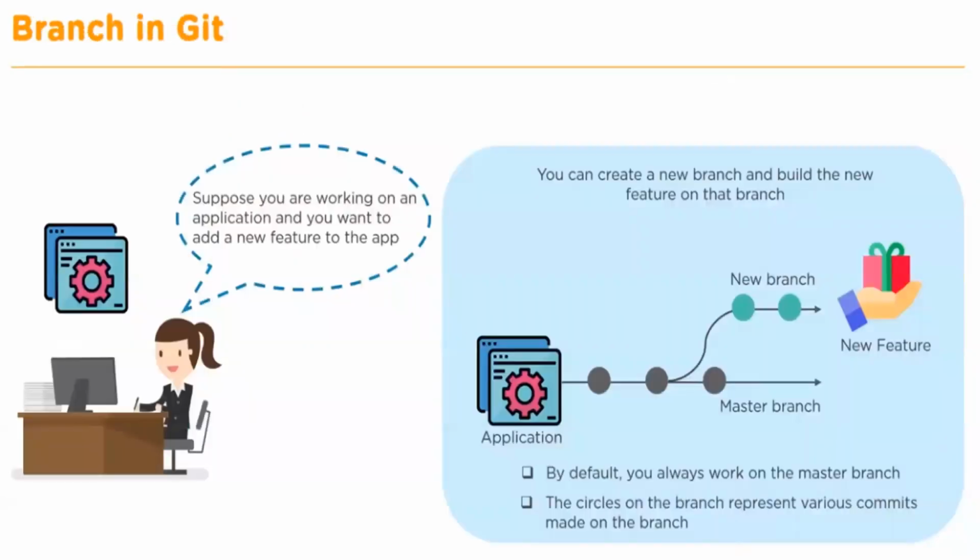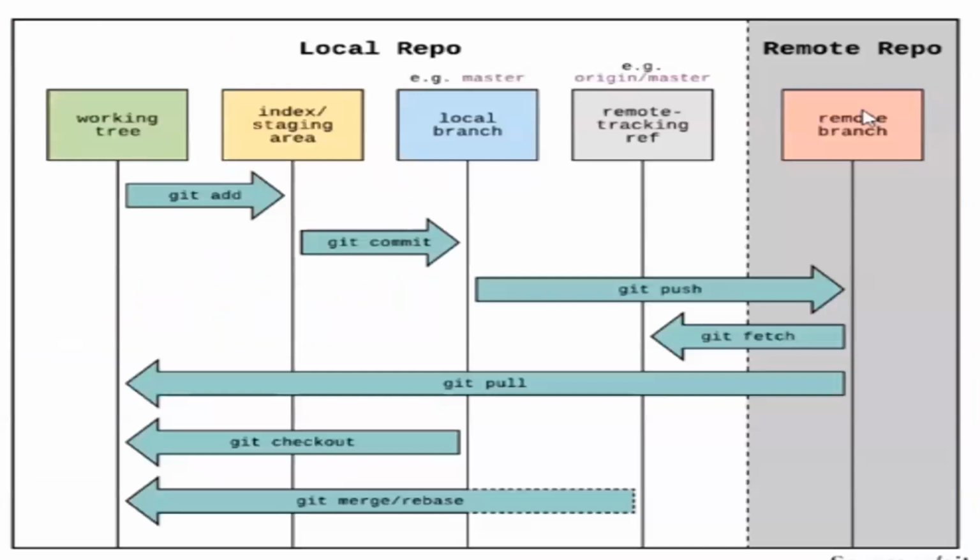So this is what we are talking about. We have our remote repo and we have our local repo. When I say local repo, I have the staging area, the working area, and the local branch. Earlier, when we started, the local branch was master.